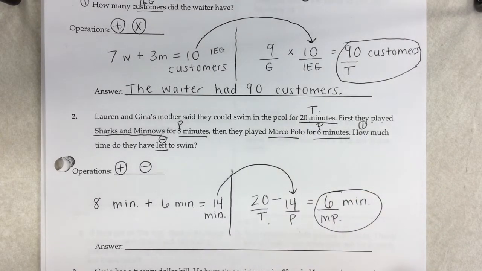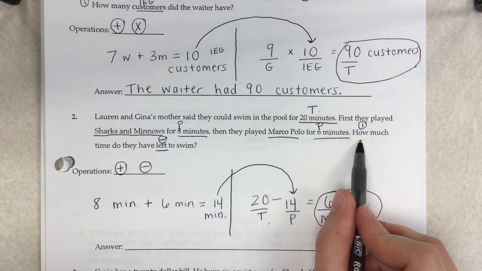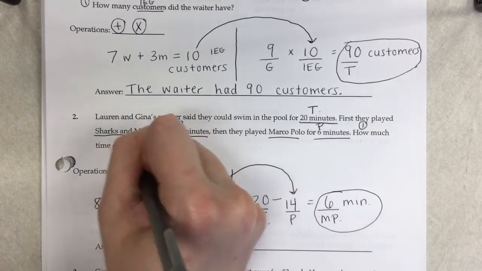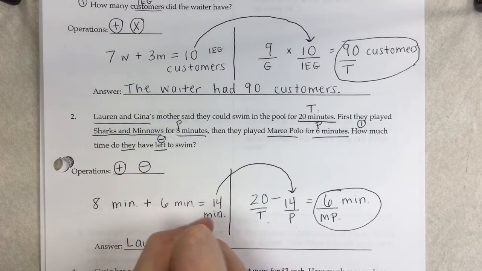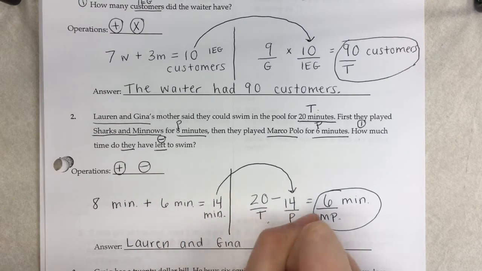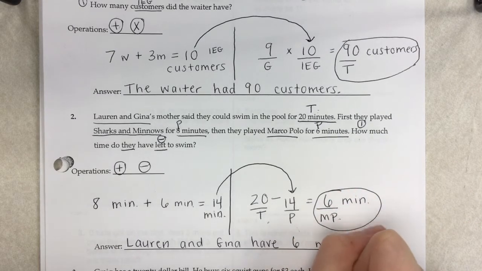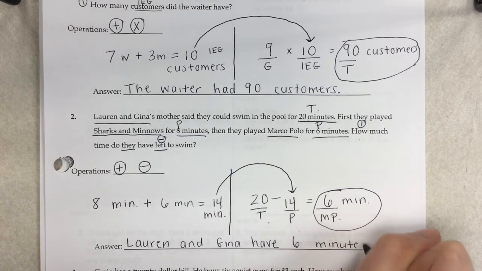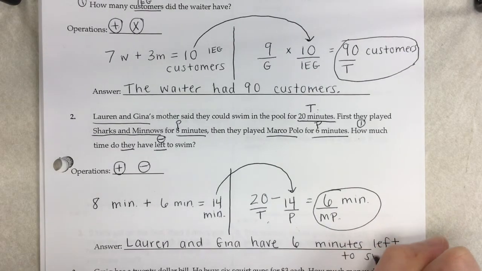Now I need to write my sentence, check my question. How much time do they have left to swim? I know they is Lauren and Gina, so I'm going to write Lauren and Gina have 6 minutes left to swim. Period.